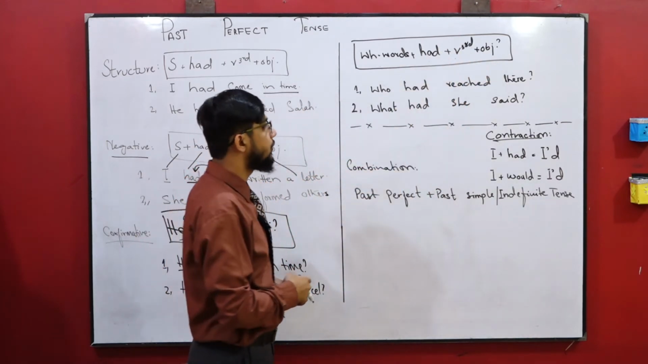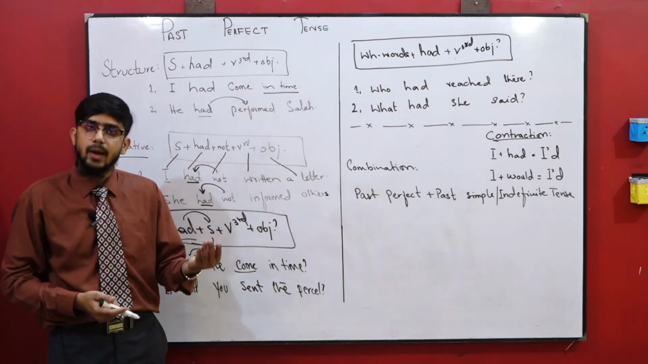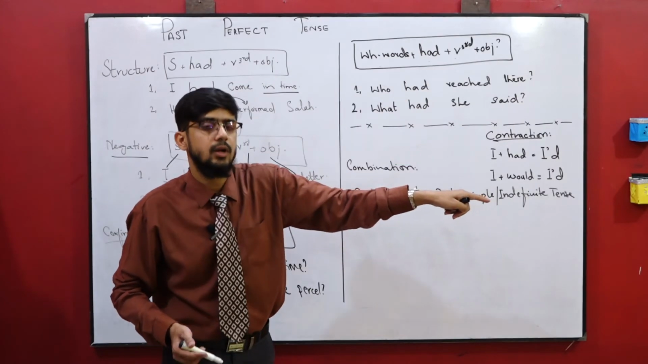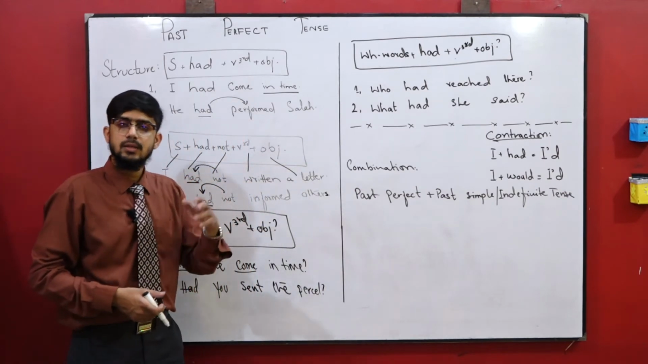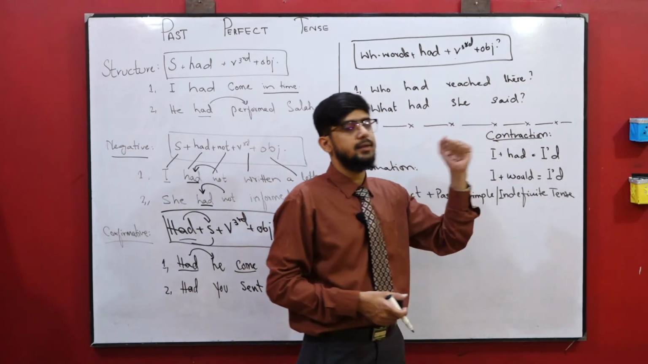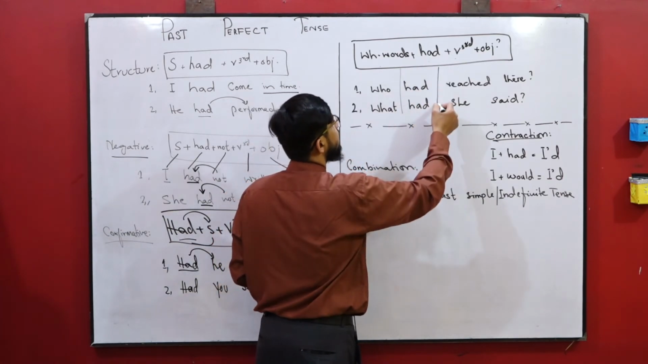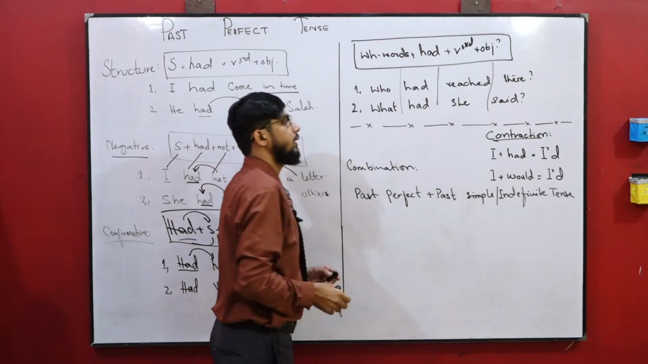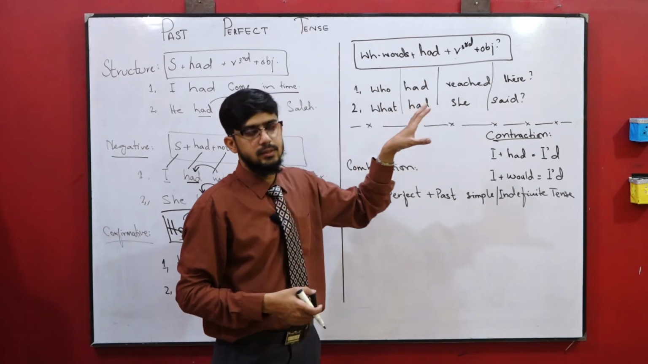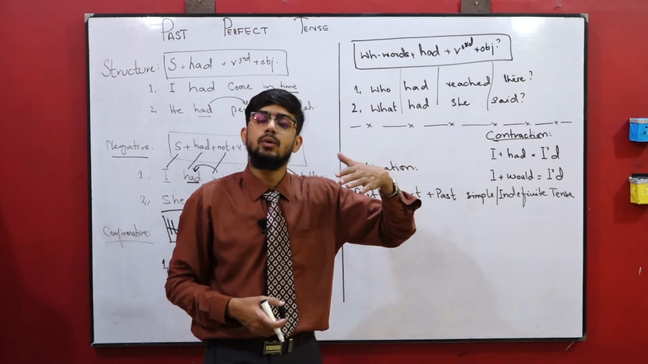Okay. Now the first question is, who had reached there? वहाँ कौन पहुँच चुका था? That is called past perfect tense. And the next question is, what had she said? WH words, helping verb, verb, and object or complement as the sentence requires. Okay, so here it is completed. What had she said? वो क्या कह चुकी थी?